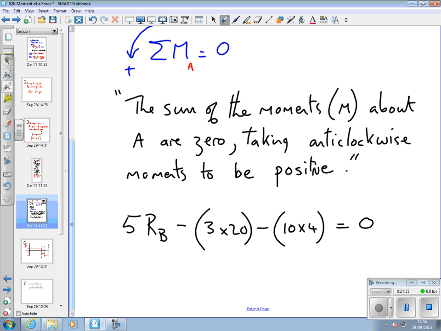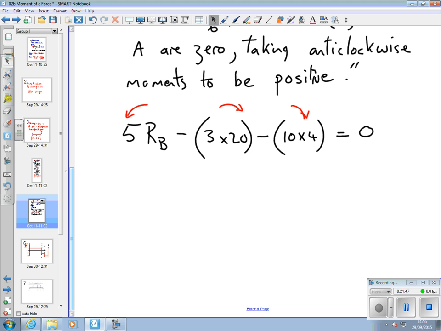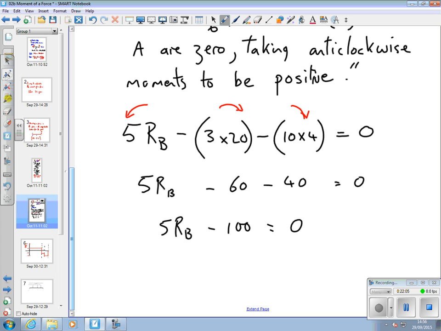So that's the anticlockwise, effectively, going positive, and these are both going clockwise, so they're taken as negative. You don't need to put those arrows in, but I'm just there to help you see it. So now I'll say 5RB minus 60 minus 40 equals 0. Minus 60 minus 40 is minus 100 equals 0.